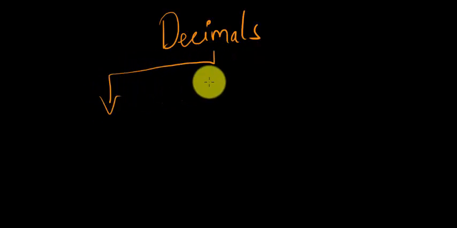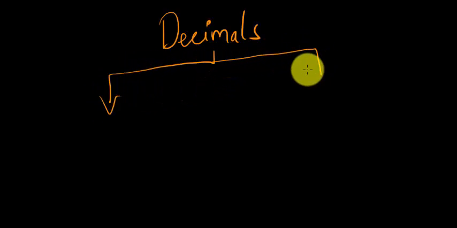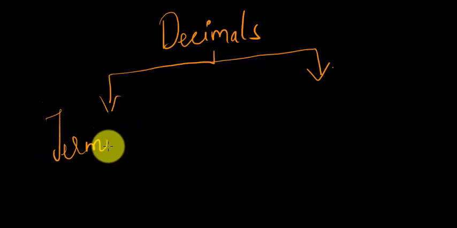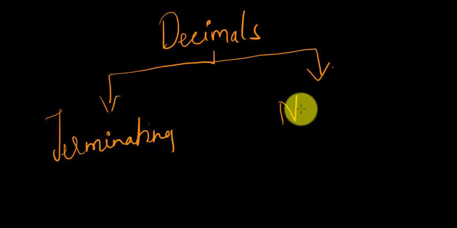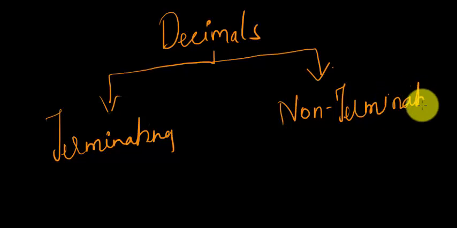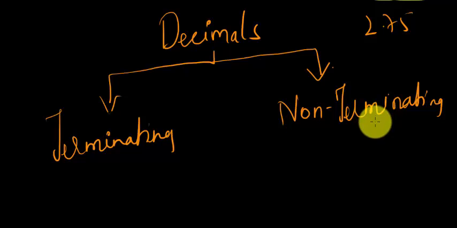I know these are connected. ICSE students, you learn this in your 9th standard. Okay, let's see what I'm talking about. What are the two types of decimal expansions that we have? We have terminating, and then I have a non-terminating. Something like 2.75. Okay, this is a terminating decimal, isn't it?